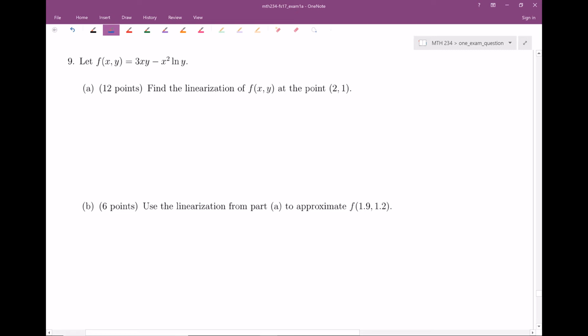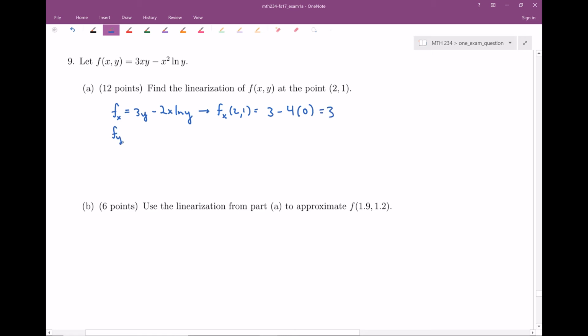So I remember that we need to take some derivatives and plug in this point 2, 1. That's where I'm going to start. I'm going to calculate f sub x first. The derivative with respect to x looks like 3y minus 2x natural log of y. Now I'm going to plug in my specific point, f sub x at 2, 1. Everywhere I see an x, I'm plugging in a 2, and everywhere I see a y, a 1. So this is going to be 3 minus 2 times 2, that's 4, times the natural log of 1. The natural log of 1 is 0, so this just gives us a nice even 3.